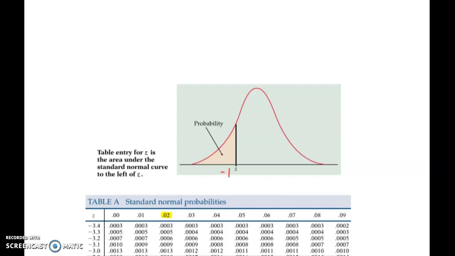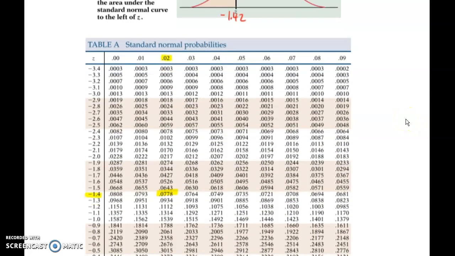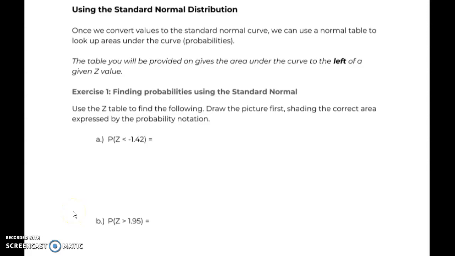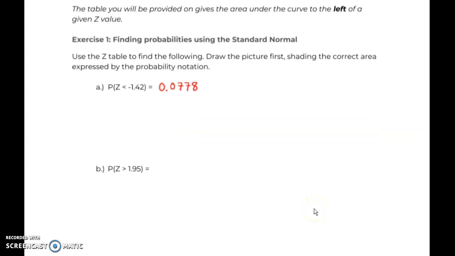So in our example, -1.42, I'm trying to find the area to the left, which is what the table gives me. Again, I go down to -1.4 on the left, 0.02 on the top. I look where those two connect, and that's a probability of 0.0778. So the probability that the z-score is less than -1.42 is 0.0778. Now we're going to look at the next scenario. This is looking at the probability of z being greater than 1.95.